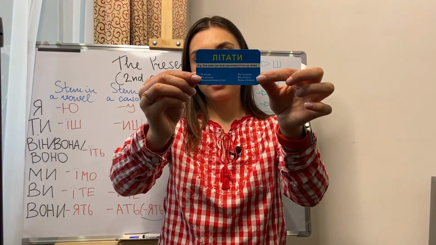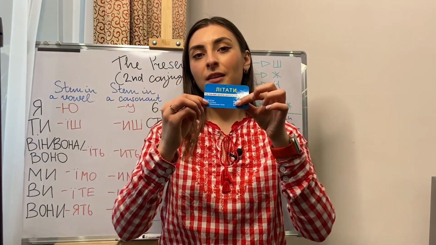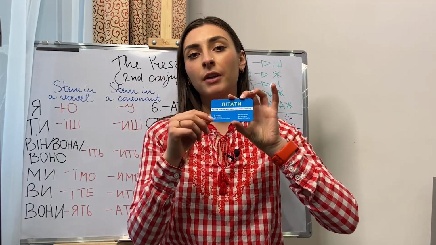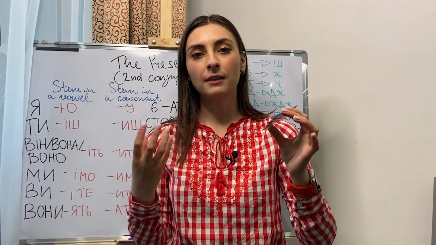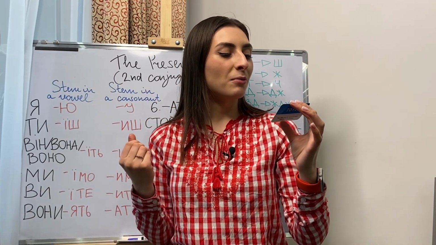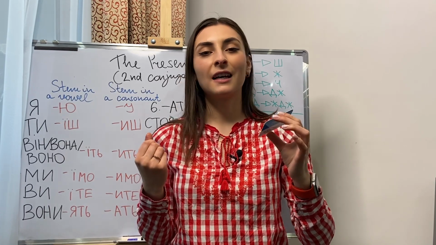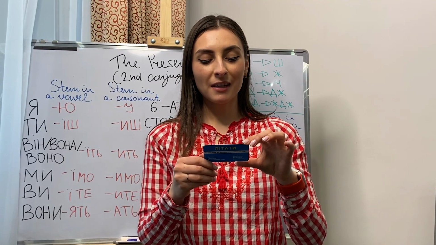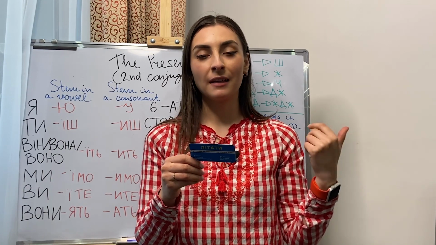So very easy. You just take this flashcard and you just practice all these forms which are already written here, and also you can practice with the example. Том каже, що хоче навчитися літати на літаку. Tom says he wants to learn how to fly an airplane.